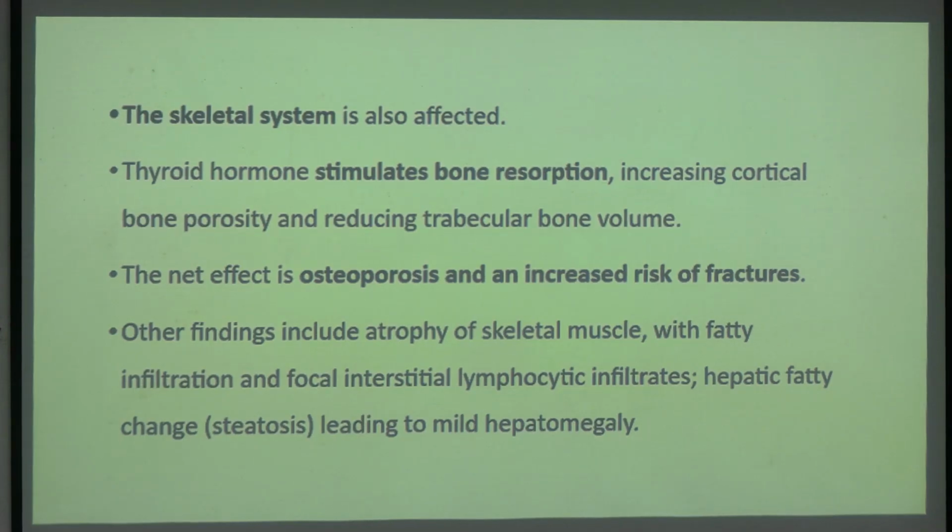The skeletal system is also affected. Thyroid hormones stimulate bone resorption, increasing cortical bone porosity and reducing trabecular bone volume. The net effect is osteoporosis and an increased risk of fractures. Other findings include atrophy of the skeletal muscle with fatty infiltration and focal interstitial lymphocytic infiltrate, and hepatic fatty change leading to mild hepatomegaly.